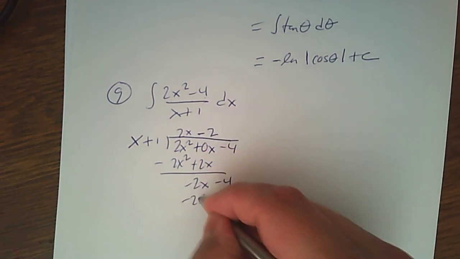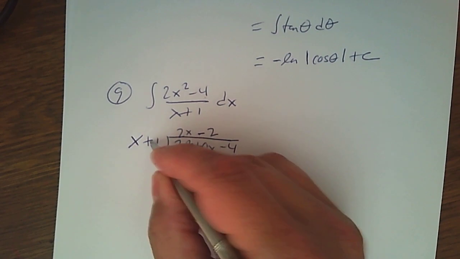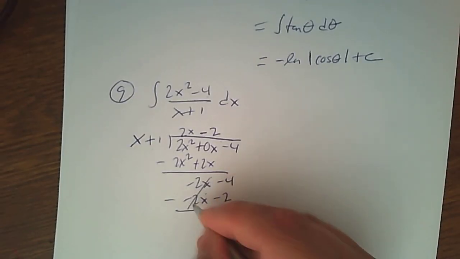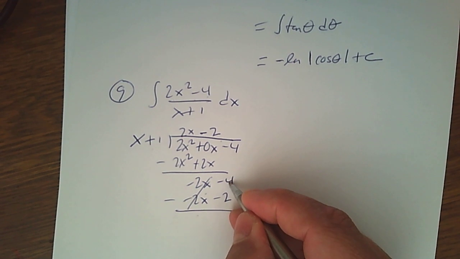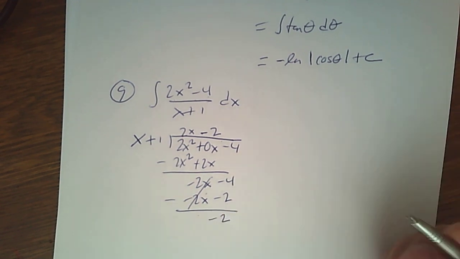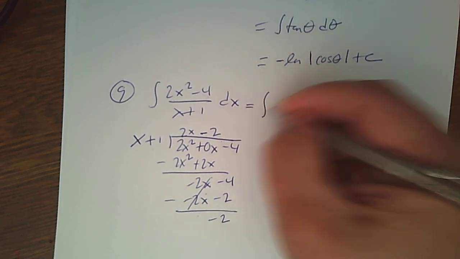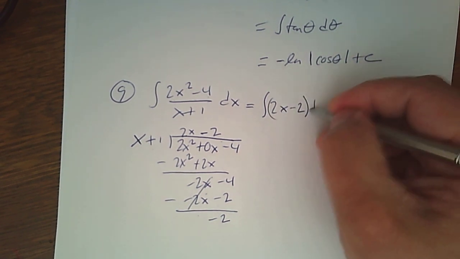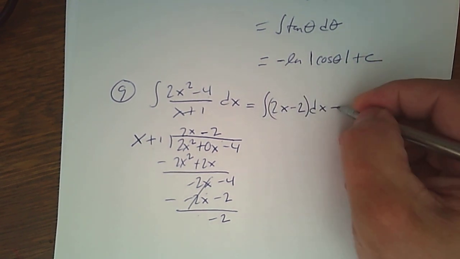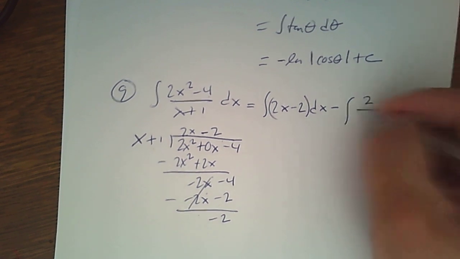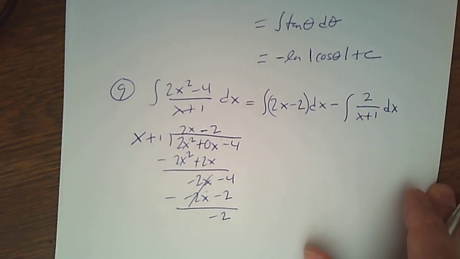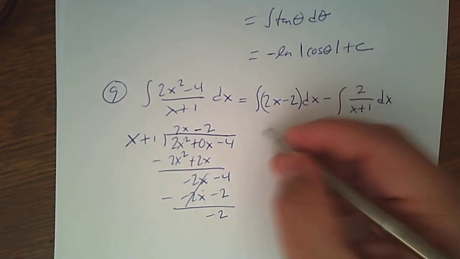Again, multiply negative 2 times x, negative 2 times 1. When you subtract, be careful of the signs. You're adding here, so negative 4 plus 2. So the remainder is negative 2. So I'm going to come back up here. Our answer was 2x minus 2. We're going to put that here. Then we have a remainder, and the remainder was negative 2, but that has to be written as a fraction over x plus 1. Now, this should remind you of a logarithm, I hope.